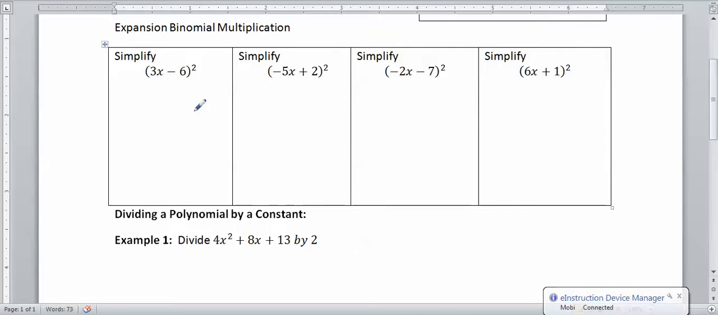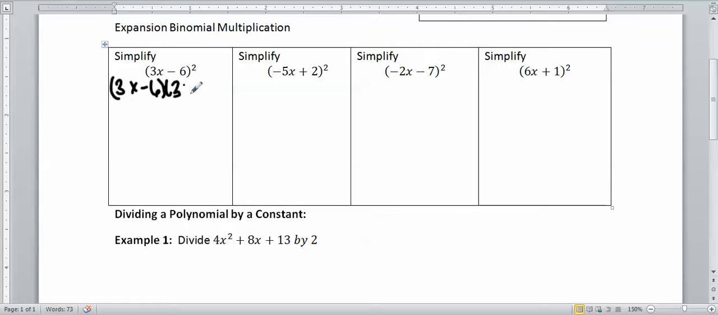Okay, so part of these type of problems, I've got 3x minus 6 squared. Now this is pretty much the same thing that we did last week, except it's in a more simplified form. Remember, when we're squaring something, we're multiplying it by itself. So when I rewrite this, it's 3x minus 6 times 3x minus 6. Okay, and we've seen this before. You write one over the other, so 3x minus 6 times 3x minus 6, and then multiply.